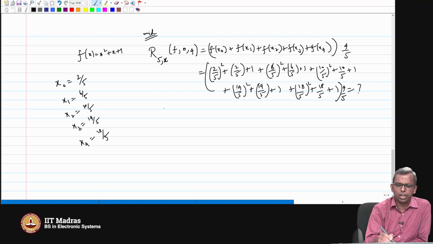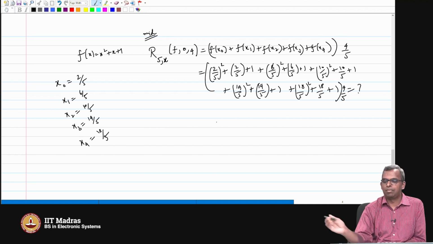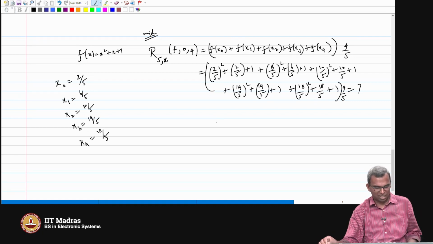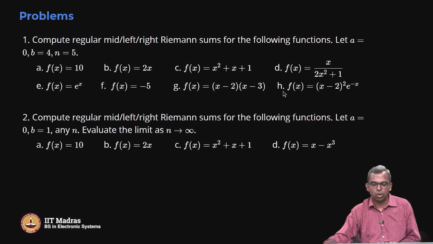So for left, what will you do? For left points, x0 will be 0, x1 will be 4 by 5, x2 will be 8 by 5, and so on. And for the right Riemann sum, x0 will be 4 by 5, x1 will be 8 by 5, and so on. So you just have to plug it in and solve. I hope you see this. It's easy enough. I'm not going to do it for every possible case. For every function, it's just a question of evaluating that function. Sometimes it may be positive, sometimes it may be negative. You will get the answer.